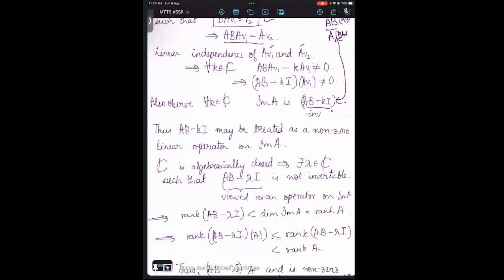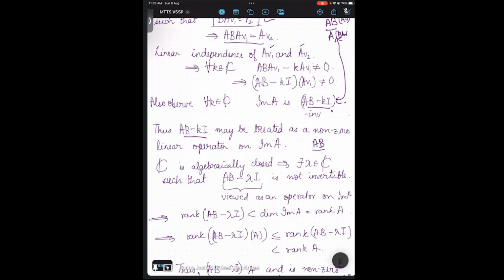So in particular, if I look at this operator AB on the image space, technically I should be using restrictions or something over here, but by abuse of notation, I called it the same. I call it AB minus KI. You should now think of it as an operator on the image space. Similarly, even AB, you should treat it as an operator on the image space now. Yeah, so since C is algebraically closed, I know that this AB will have an eigenvalue.